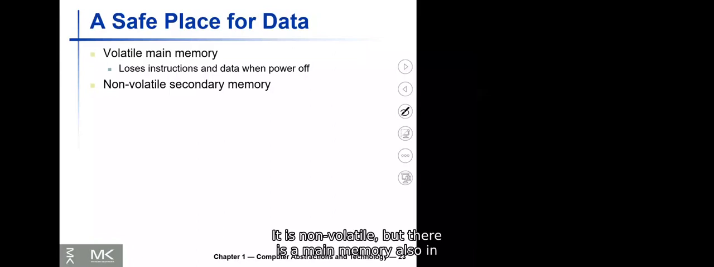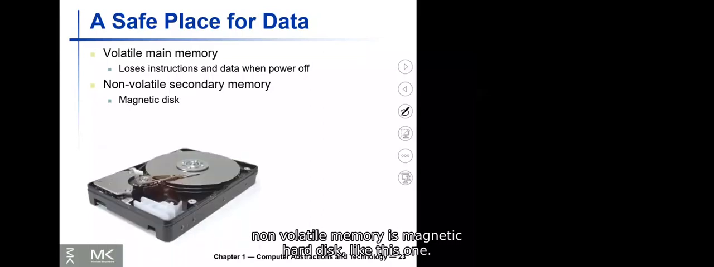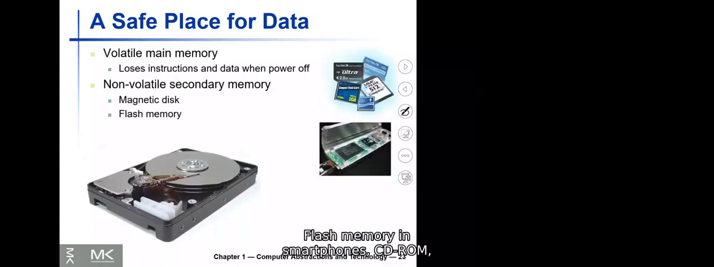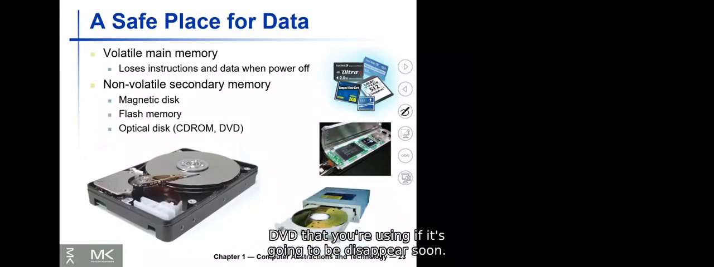It is non-volatile, but there is a main memory also inside. So non-volatile memory is a magnetic disk, hard disk, like this one. Flash memory in smartphones. CD-ROM and DVD that we were using are going to disappear soon. These were the secondary storage that we find.